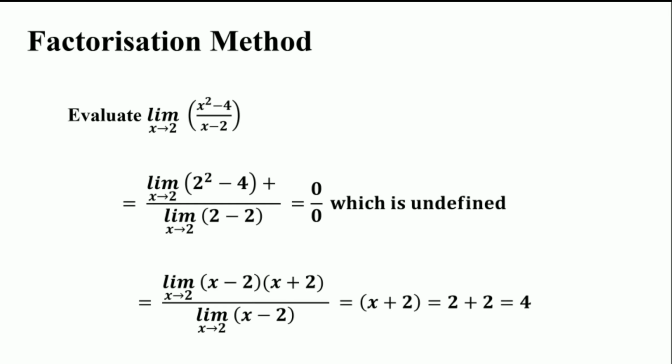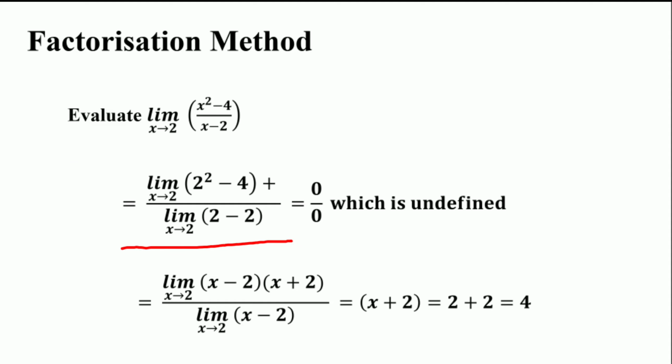The second method to find a limit is the factorization method. In the limit of f of x where x approaches a, if after putting x equal to a we attain a form of 0 by 0, or a form in which the denominator is 0, then the factorization method is used to find the limit of the function. Finding a limit by factoring is a technique that works by cancelling the common factors. For example, evaluate the limit of x squared minus 4 divided by x minus 2 where x approaches 2.